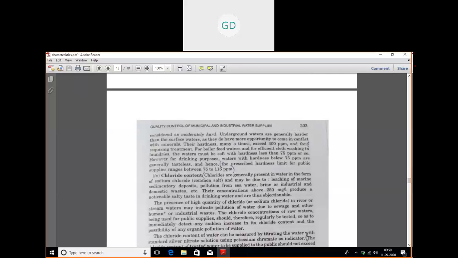Okay. So, what is the limit? What is the limit you see? The prescribed hardness limit for public supplies ranges between 75 to 115 ppm. Okay, remember this line, you need to write it down. 75 to 115 ppm. Here you need to write the limits.